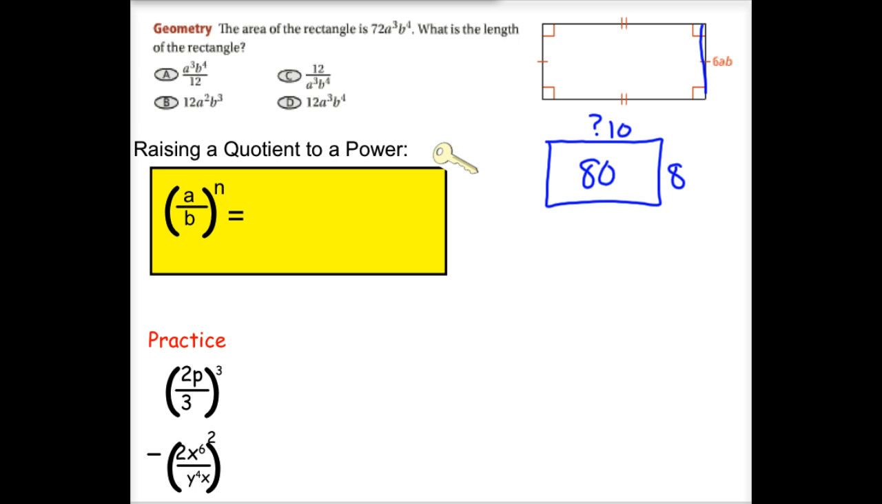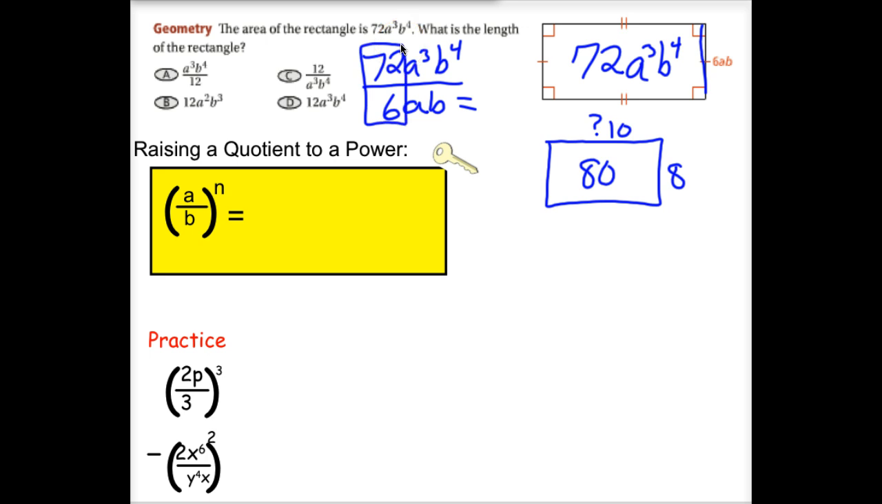I'm given the area, so I know this entire area is 72a cubed b to the 4th, and I know one of the sides. So to get that other side, I'm going to take that area and divide it by one of the sides. All right, what do I get when I do that? Keep in mind again, these are numbers. 72 divided by 6 is 12, and it's positive 12, so it'd be 12 to the 1st. It's top heavy 12. So it's going to be a 12 up on top. So you're out.